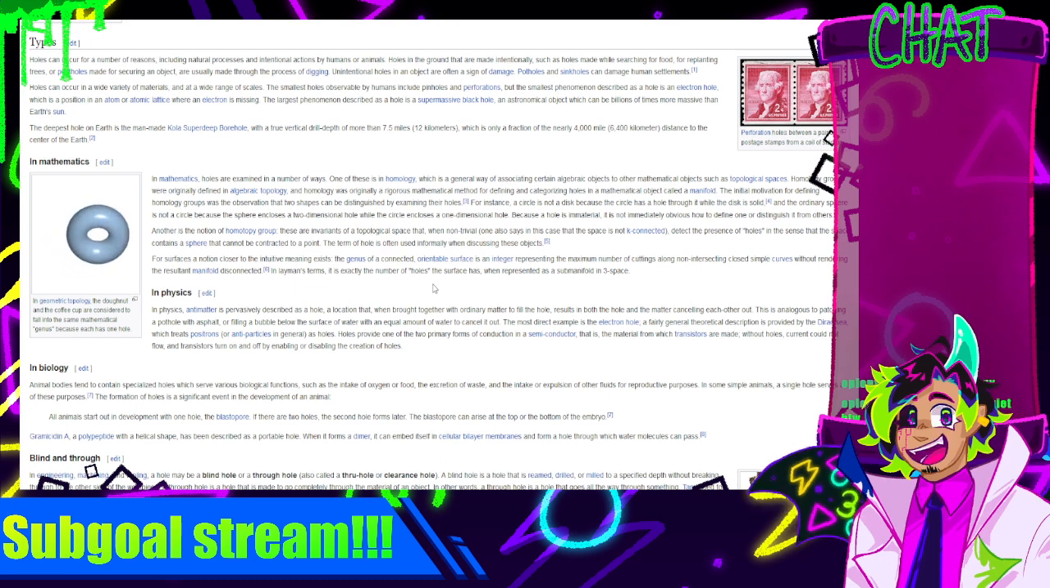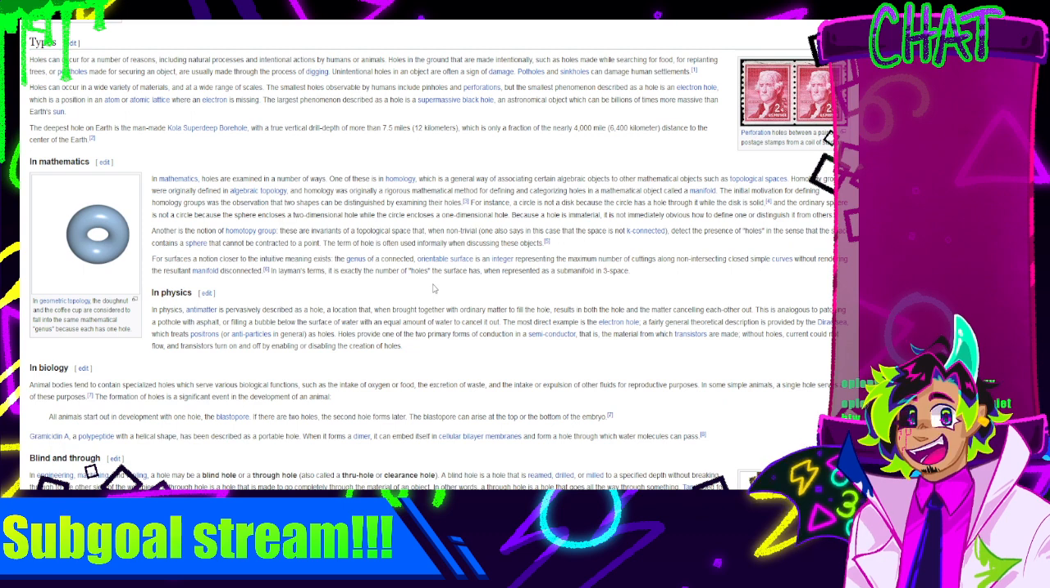The initial motivation for defining homology groups was the observation that two shapes can be distinguished by examining their holes. For instance, a circle is not a disk because the circle has a hole through it. While the disk is solid, the ordinary sphere is not a circle because the sphere encloses a two-dimensional hole, where the circle encloses a one-dimensional hole. Because a hole is immaterial, it is not immediately obvious how to define one or distinguish it from others.